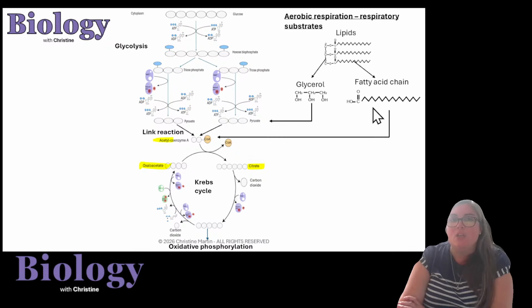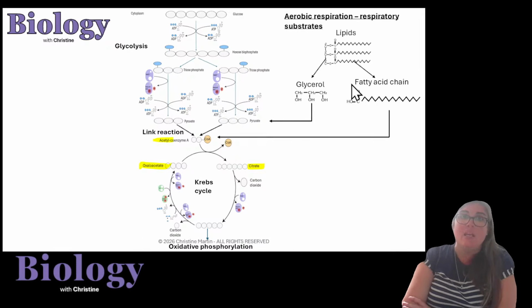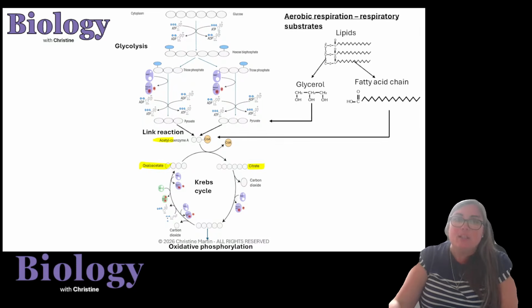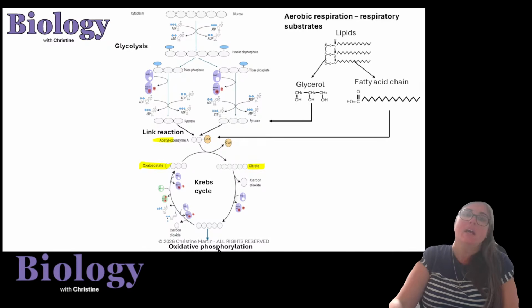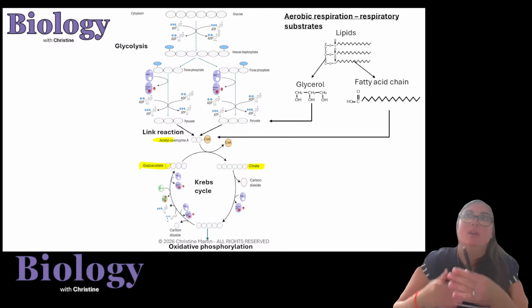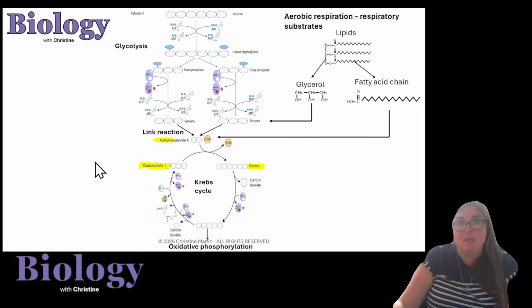If we then utilize that, we can convert glycerol into pyruvate. We can break the fatty acid chains down into acetyl groups if we have the right enzymes, and by doing that, we can then continue doing, for example, the Krebs cycle and oxidative phosphorylation, or link, Krebs and oxidative phosphorylation, and that is therefore going to produce less carbon dioxide for the amount of oxygen that needs to be consumed.